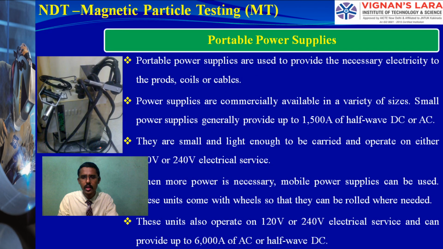Portable power supplies, these things we have already seen in the probe methods, two-hand probes or one-hand probes, or yoke methods, electromagnetic yoke methods. These are all things we have seen. Just for image purposes I have included them here. It's also one of the equipment we use for generation of current, and in such a way, generation of the magnetic field.